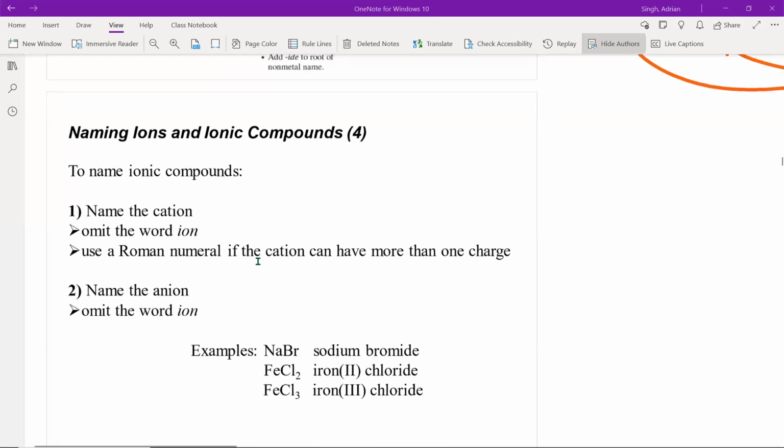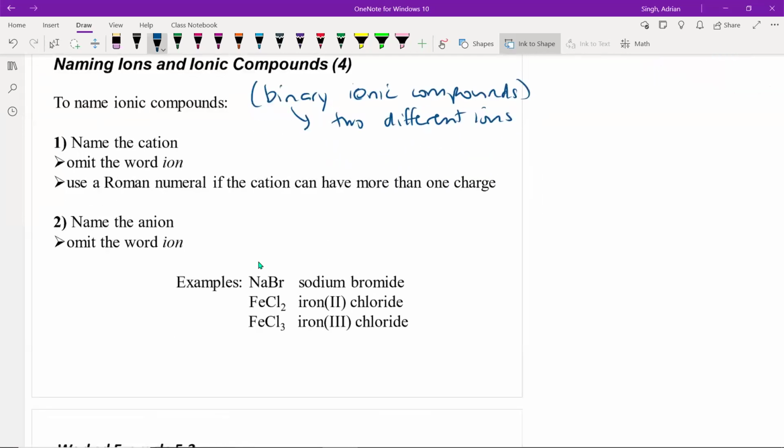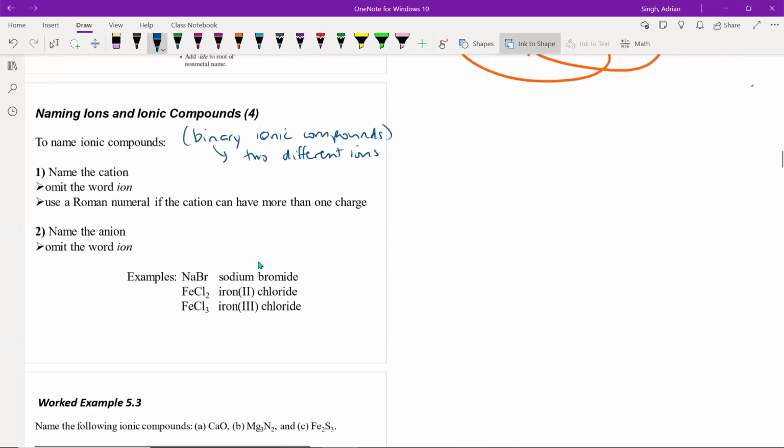And again, this is just going to be our basic, really simple ionic compounds. The ones that are just made up of two different types of ions. These are going to be our binary ionic compounds. Okay, we'll see some different ones a little bit later on. Right now, these are just the simplest kind. So the binary ionic compounds. This means you're made up of two different ions, only two. So the way that we name the ionic compounds is reflective of the way that we would write the formula.